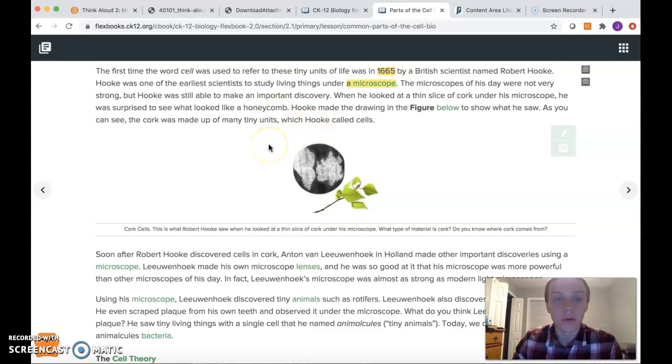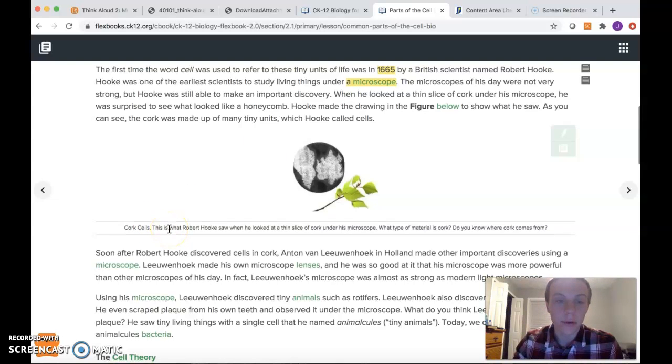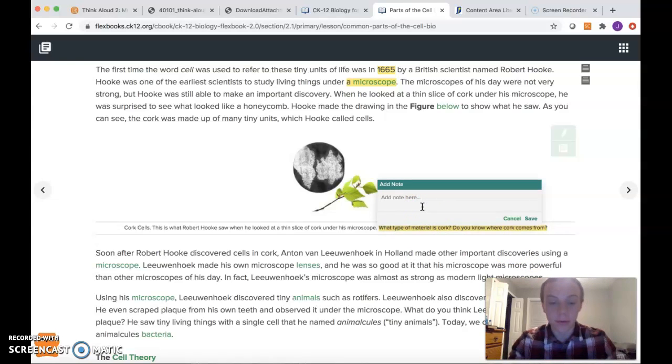As you can see, the cork was made up of tiny units, which Hooke called cells. And the caption for this picture here says cork cells. This is what Robert Hooke saw when he looked at a thin slice of cork under his microscope. What type of material is cork? Do you know where cork comes from? And maybe you don't know this, or maybe you do, but I happen to know that cork is a material that comes from tree bark.